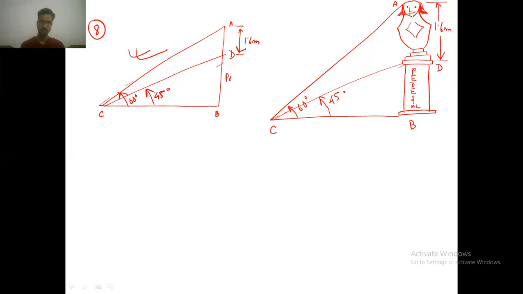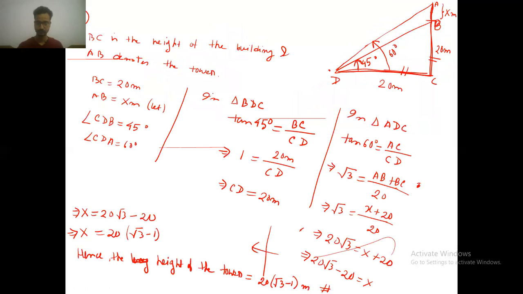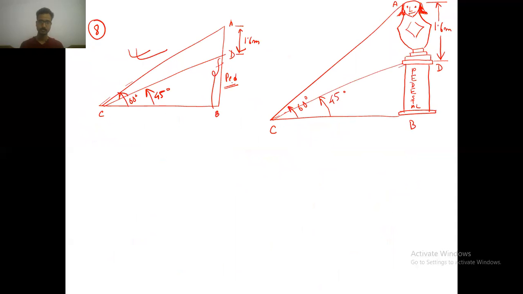BD is your pedestal. Now see, from the point C, the angle of elevation of the top of the statue is 60 degrees, and again from the same point C on the ground, the angle of elevation of the top of the pedestal is 45 degrees. Clear? So you have to find the height of the pedestal. That means you have to find BD. Same as question number 7. In question number 7, you had to find the top one, that means AB. In question number 8, you have to find the bottom one, BD.